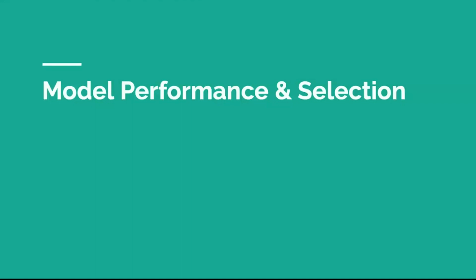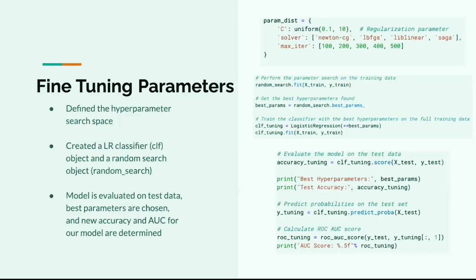Here we will look at our model performance and the selection process in which we end up with our logistic regression model. In order to fine-tune our logistic regression model, we will take a look at the parameters. Our first code block on the right-hand side will list a hyperparameter search space. We look at the regularization parameter, the solver, and the max iterations.